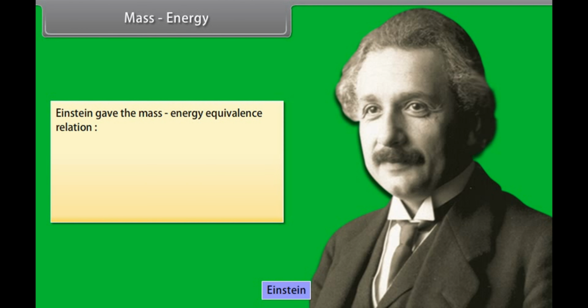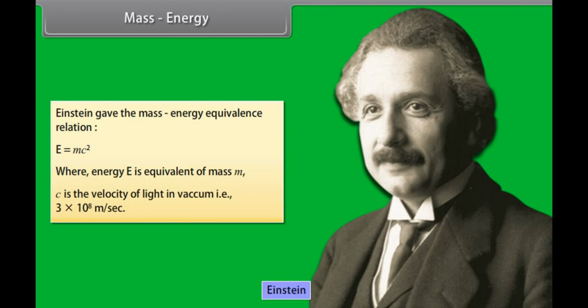Mass energy. Einstein gave the mass-energy equivalence relation. E = mc², where energy E is the equivalent of mass m. c is the velocity of light in vacuum, that is 3 × 10^8 meter per second.